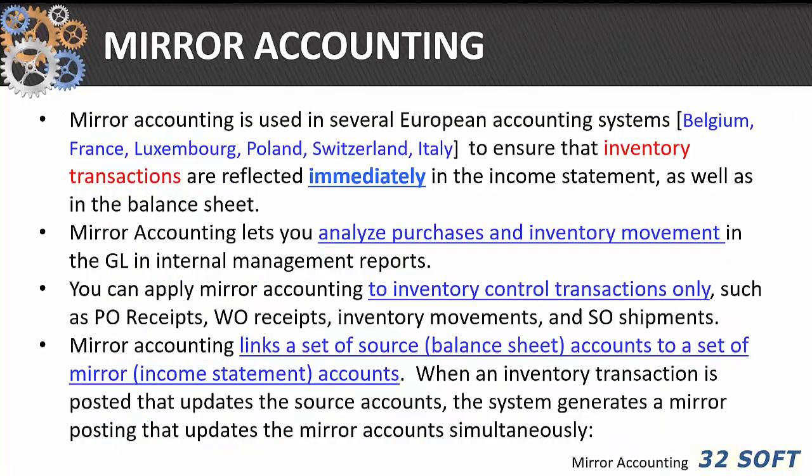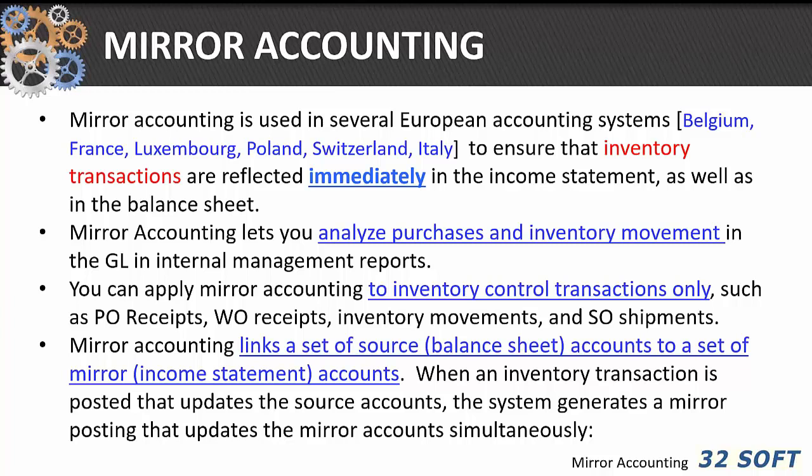Mirror accounting is another inventory affecting accounting function, and this is used by several European countries, Belgium, Luxembourg, etc. And this is to ensure that the inventory transactions are reflected immediately in the income statement, because those European countries have the requirement that they need to know exactly what their income and balance sheets are on a day-to-day basis. So this allows you to analyze purchase movements.